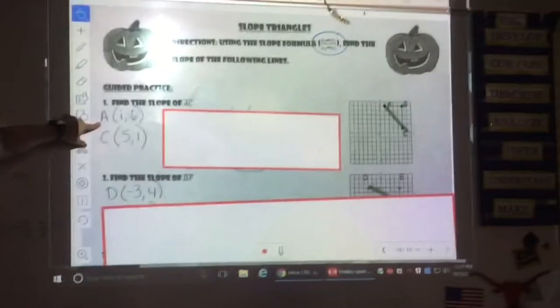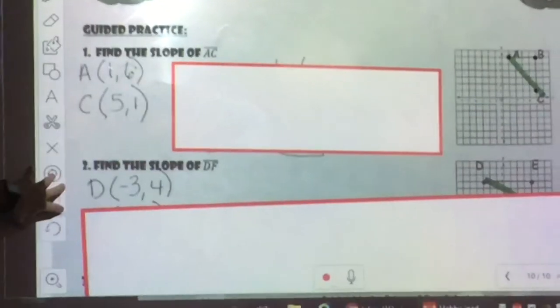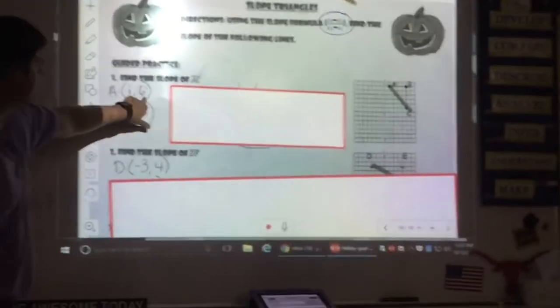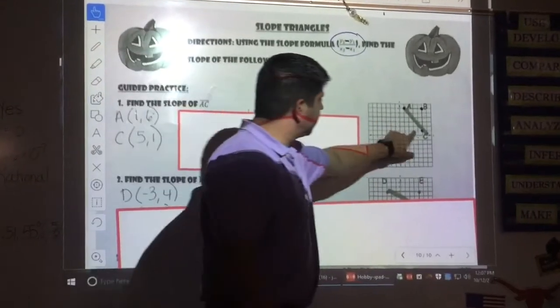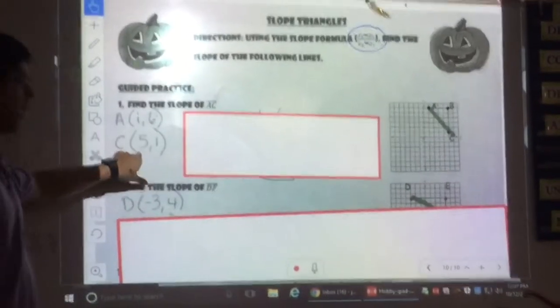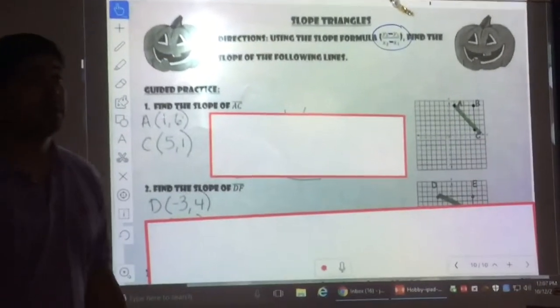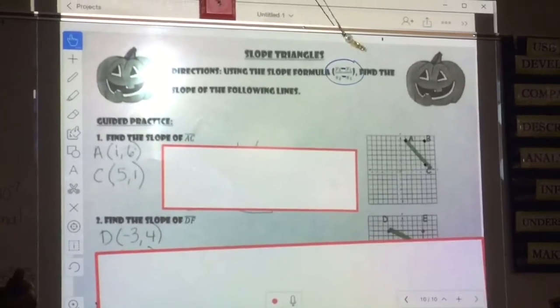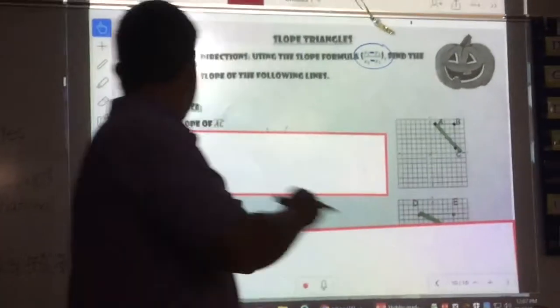Okay, so write this down. This is what I need y'all to do on every single one of these problems. First, you're going to write the points down. A is 1, comma 6. And then we're finding the slope from A to C, so C is 5, comma 1. You have to have that written down.